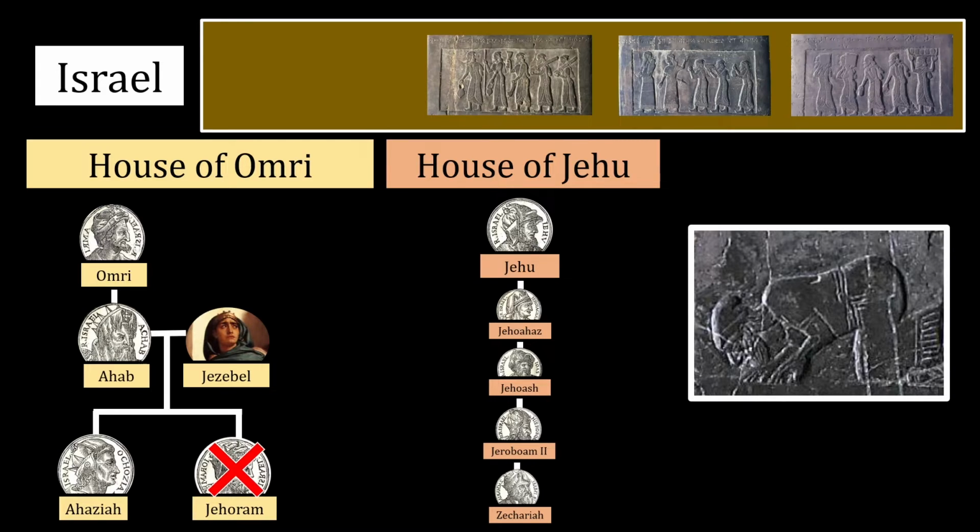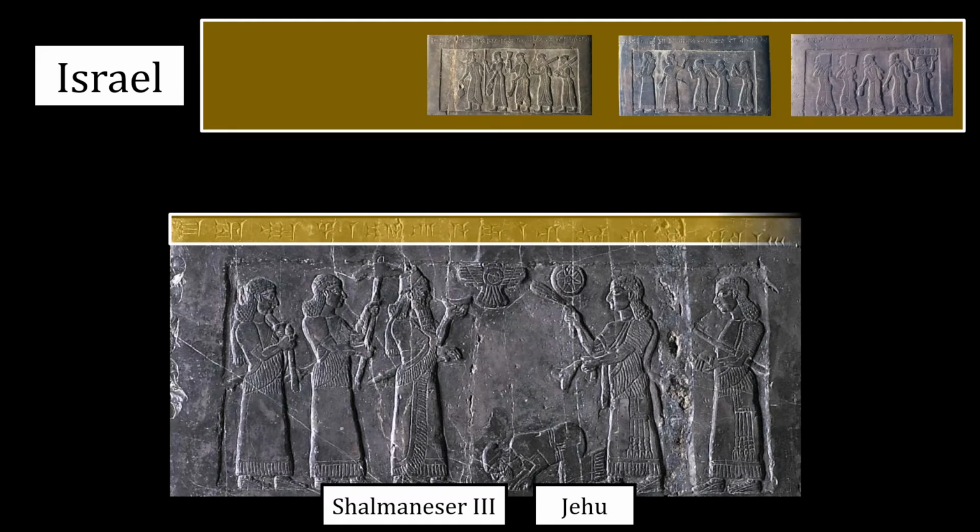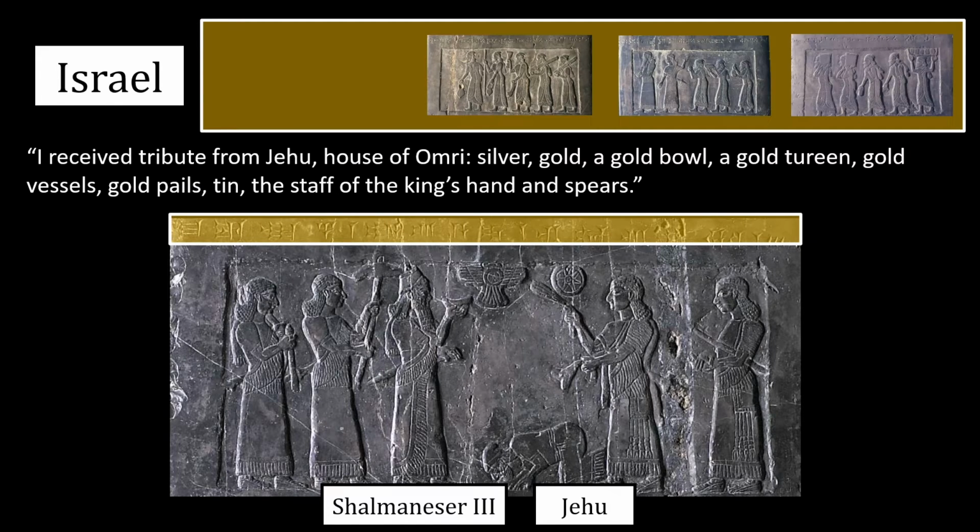Okay, with that quick summary on Jehu, let's now return to our first panel and read the inscription above it, which reads, quote, "I received tribute from Jehu, house of Omri." All right, let's just stop here for a moment. Hopefully you immediately recognize an error. Jehu was not from the house of Omri. He overthrew the house of Omri.